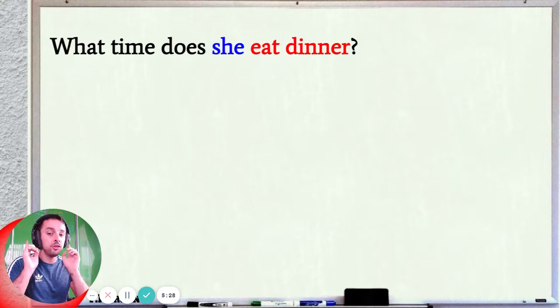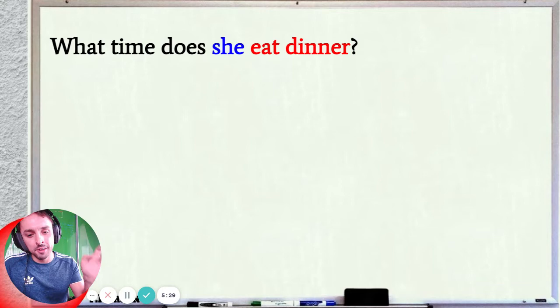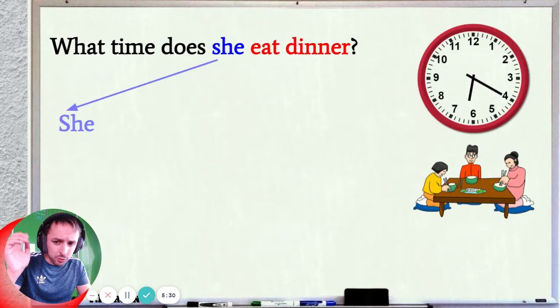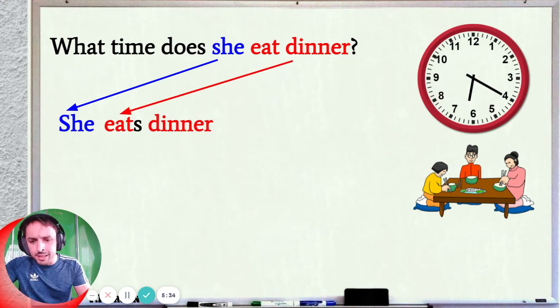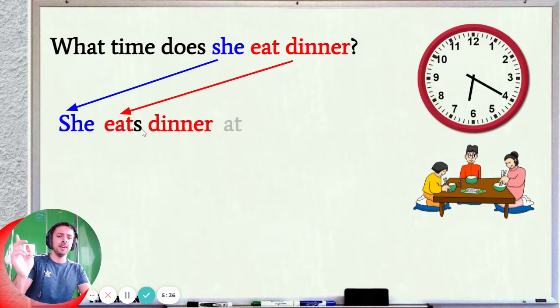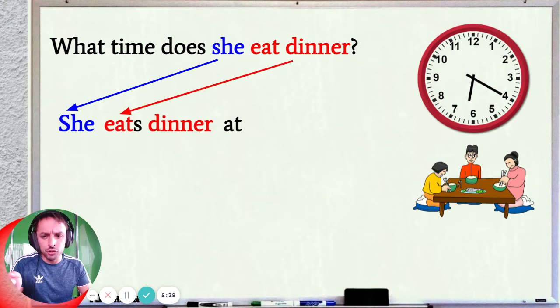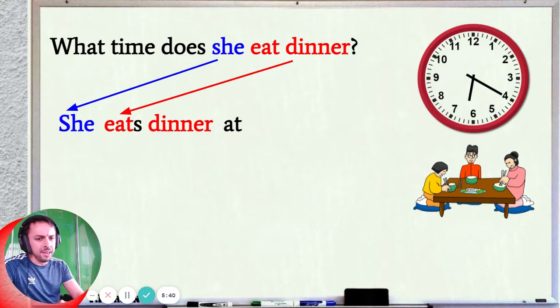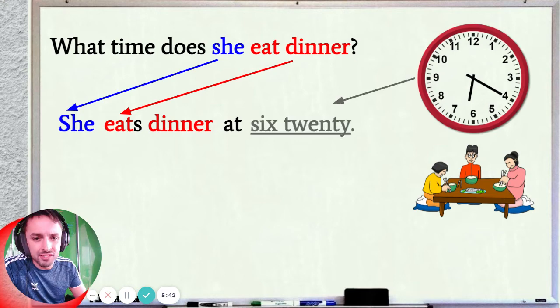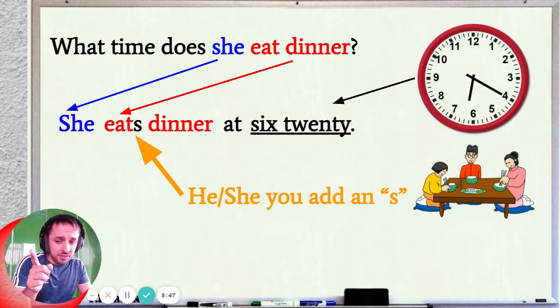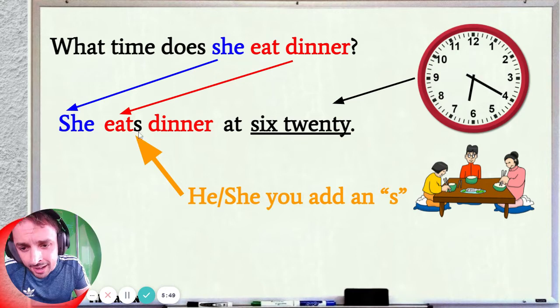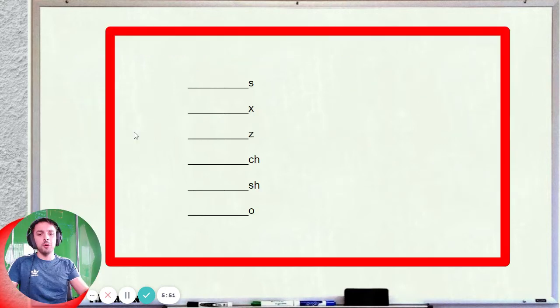Okay, what time does she eat dinner? Let's go over it. She, we take the pronoun, then we take the verb. She eats dinner. Remember to add an S. At, the very small word. She eats dinner at what time? 6:20. She eats dinner at 6:20. Okay, and remember, if it's he or she, you have to add an S to the verb.